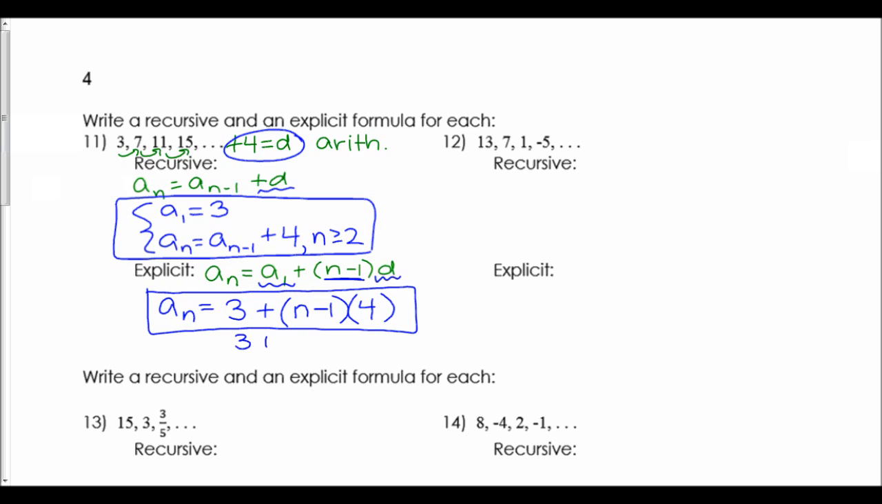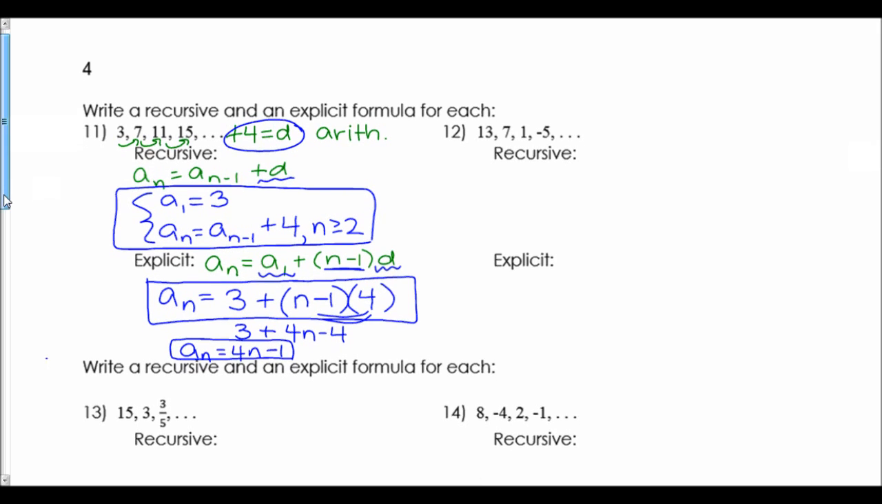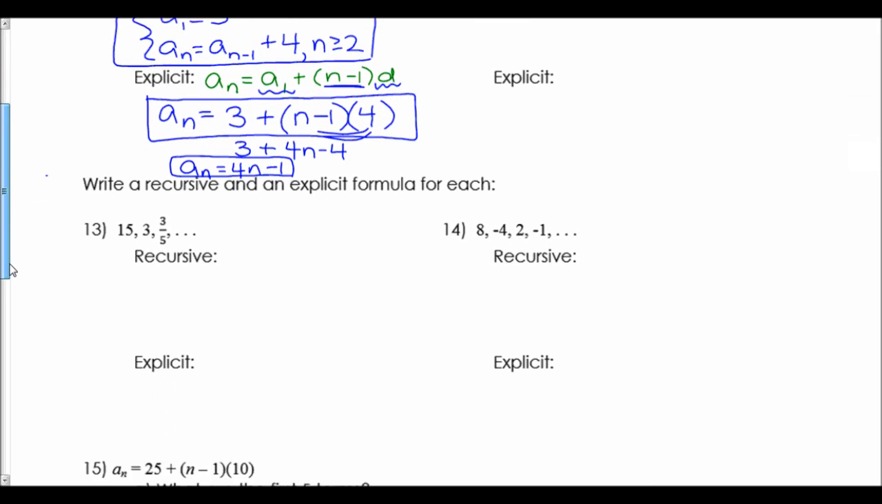I can leave this like this, that's fine with me. Or you could distribute the 4 to both terms, and then you'd have 4n minus 4. And you could write a final version of the formula as a sub n is 4n minus 1 if I combine like terms. Again, it doesn't matter to me which way you write it, but you should recognize if it were a multiple choice that it could be written either way. I'll let you guys try number 12 in class tomorrow, and then we can look it over then.